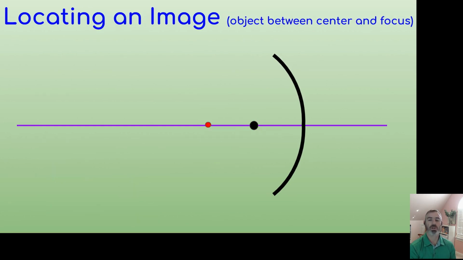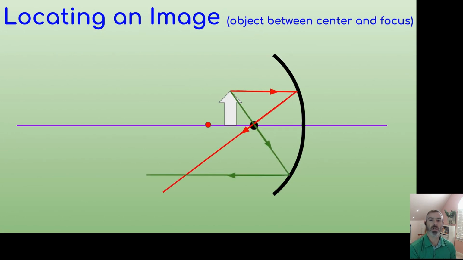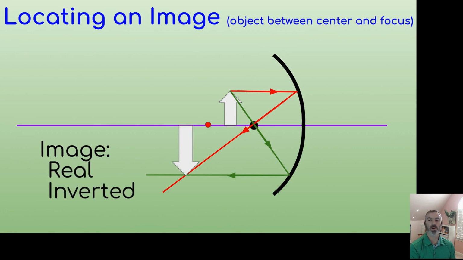Now, as that moves closer, we get in between the focal length and the center of curvature, drawing our ray diagram to locate our image. We can see that those rays of light still converge, and we can see that our image is still a real image because we need a screen, that it's still going to be inverted, but this time as it got closer, it is now getting larger. So the image is larger than the object as the object approaches the focal length.